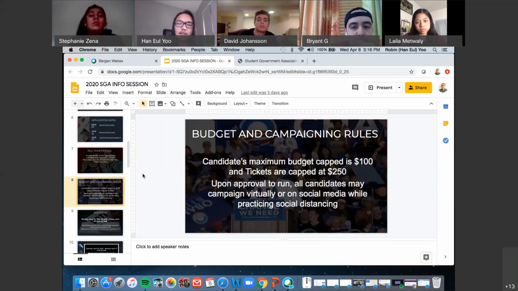This is maybe not going to be as applicable now, but there is a budget cap for campaigning. It's $100 for each candidate, and if you're running a ticket, meaning you're running as a group of candidates for the different positions, there's a $250 limit. We do check receipts. If you spend money on anything campaigning, you are required to submit it. So say you commission someone to make an amazing Instagram post that you want us to share. We need the receipts for that, so you're not going overboard. This is just to make it fair for all the students.